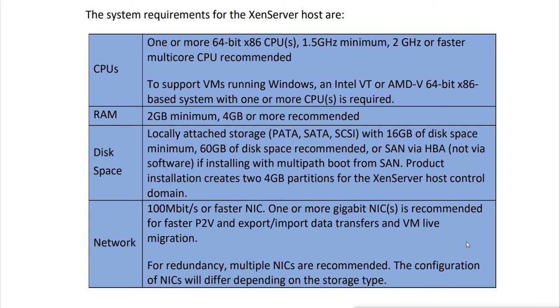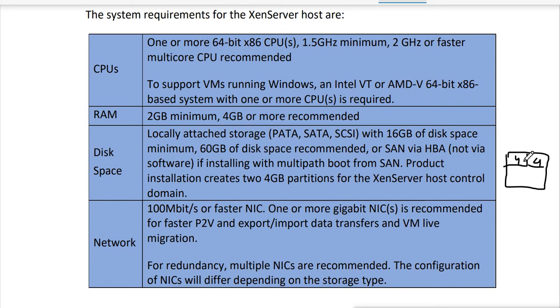Now remember, when we are installing XenServer, whatever hard disk you have, what will it do? It will use this hard disk for virtual machine data. It will create the storage repository for storing the virtual machine data in it. But for the operating system, for the Xen kernel hypervisor, what does it do? It creates two 4 GB partitions. So 4 GB and 4 GB, two partitions.